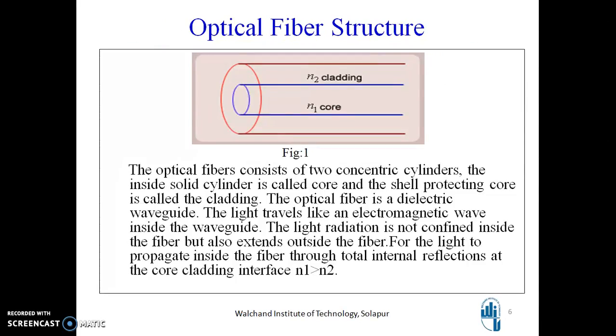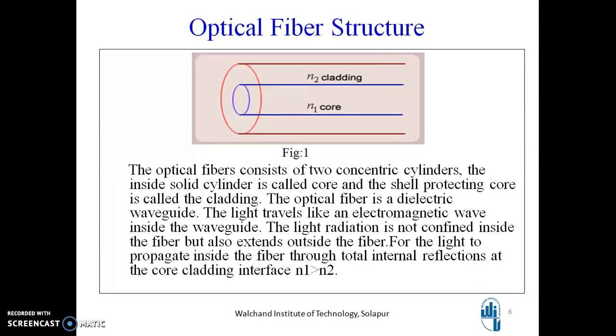Now let us look at the optical fiber structure. The optical fiber basically consists of two concentric cylinders. The inside solid cylinder is called the core, whereas the outside shell protecting the core is called the cladding. This structure is similar for the plastic fiber as well as the glass fiber. Usually the cladding acts as the protecting shell to the core of the optical fiber.